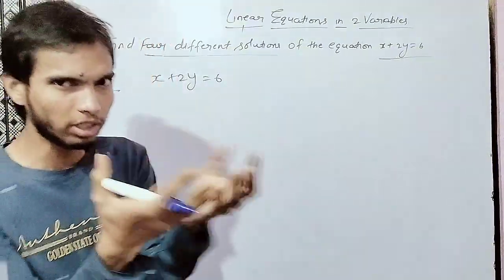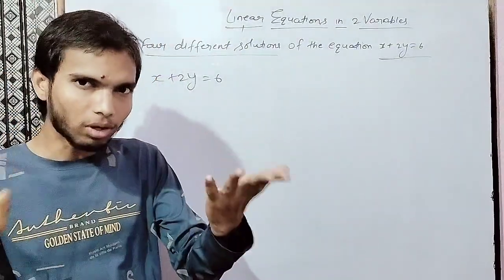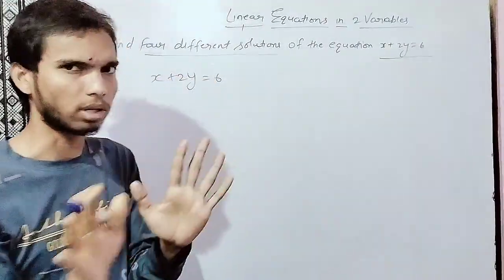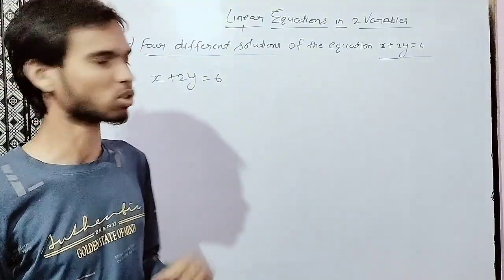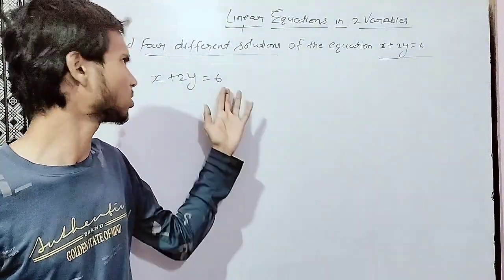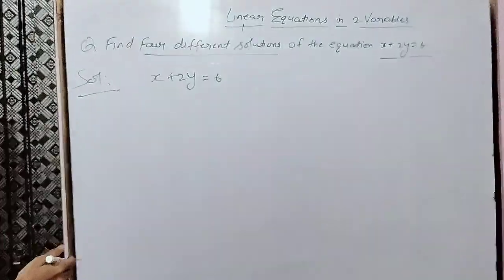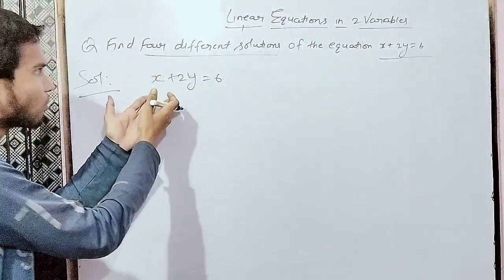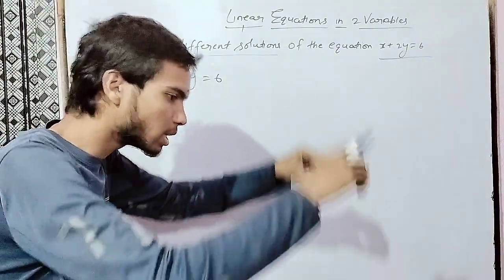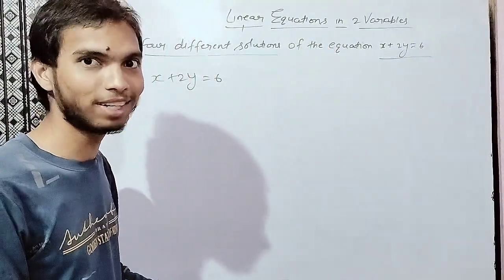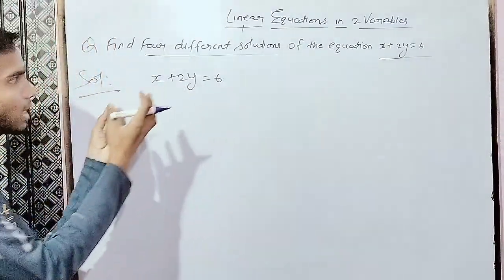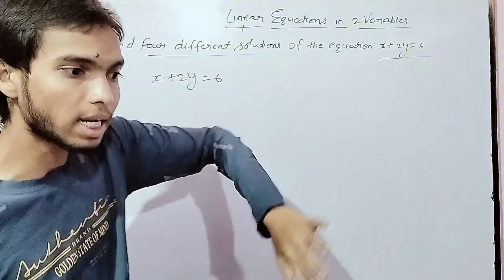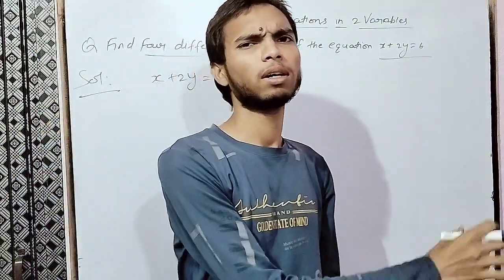Even you can check whether the given equation is linear or not. When it comes to linear, the degree, the exponent, should be 1. Yes, there is a 1. Operations, nothing else. Constant number, nothing else. Okay. So four different solutions of this given linear equation can be found on a graph. So it can be solved graphically, and it can also be solved mathematically.